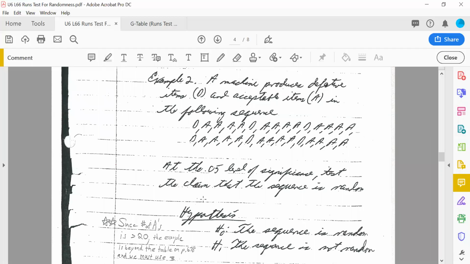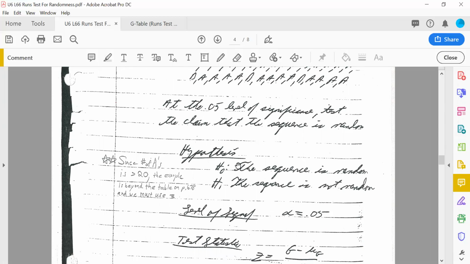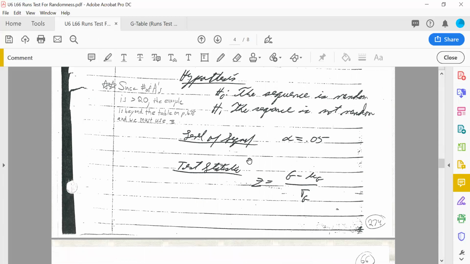So the first thing I'm going to do here is I'm going to look at this. There's 1, 2, 3, 4, 5, 6 defectives. And there's 4 times 6, 24 acceptable. Wait a second. Isn't 24 greater than 20? Yes. So we need a different hypothesis test. This is going to be a large sample test. So the hypotheses: the sequence is random versus the sequence is not random. Since the number of A's is greater than 20, this is beyond what we just did before. And so it's fitting what our test statistic is going to be.